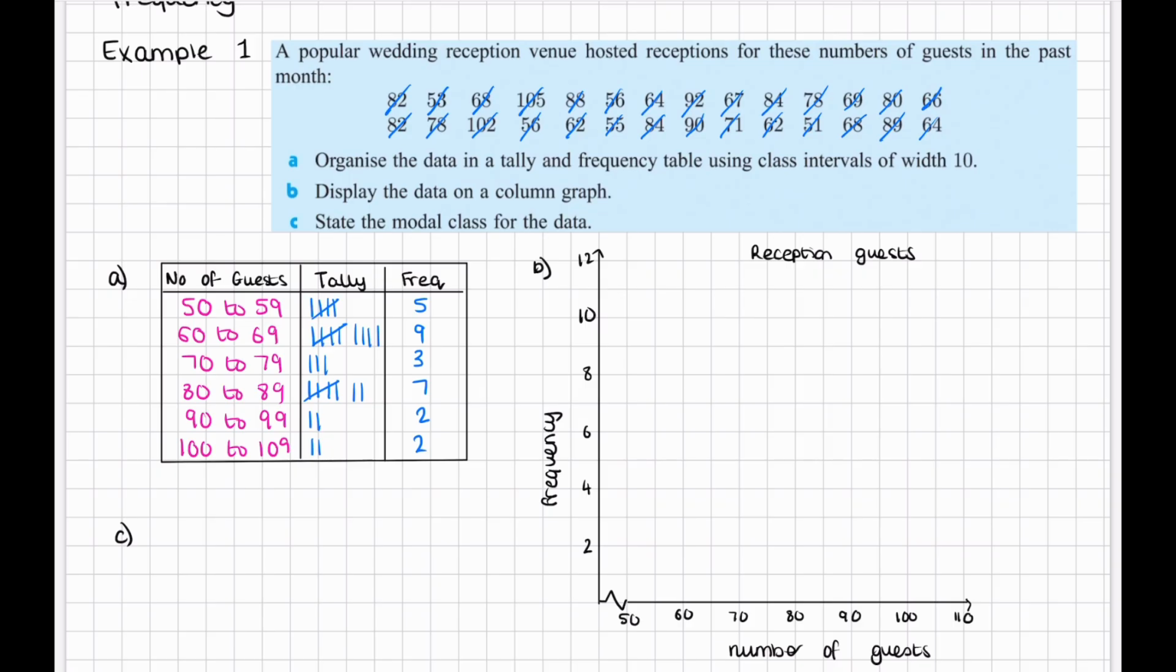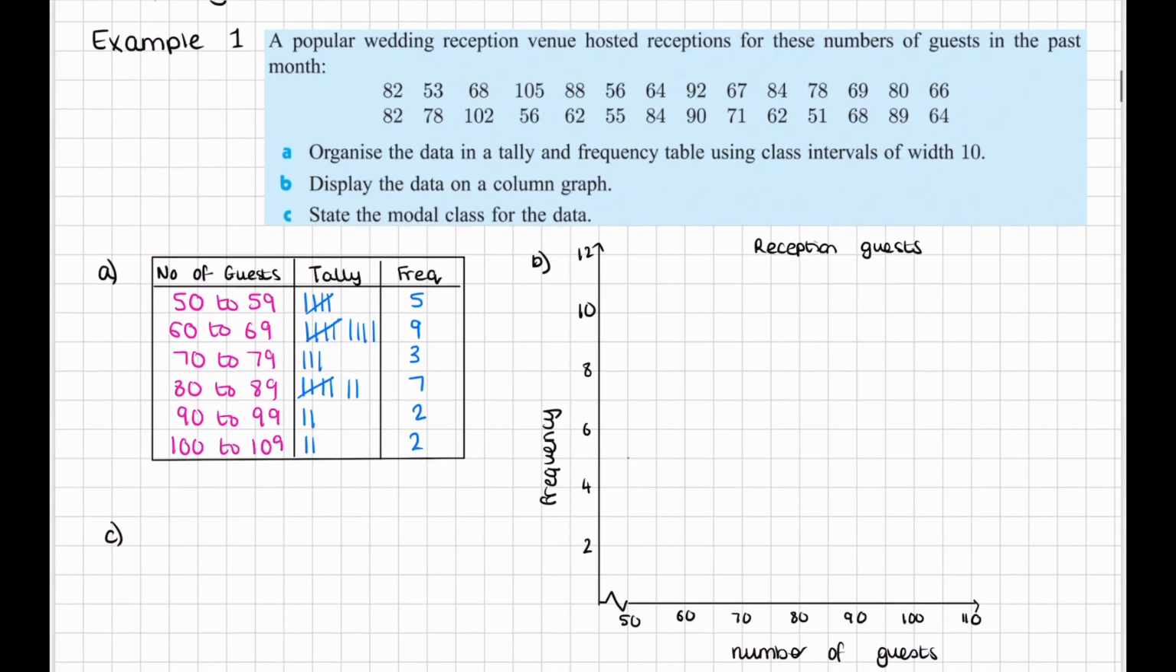Part B, we want to display the data on a column graph. You'll see here I haven't started my x-axis at 0 because there's nothing between 0 and 50. So we use this kind of symbol here at the start to represent that it would start at 0, but we're missing a few numbers first. Now from 50 to 59, we have 5. So I go up to 5 on my axis. Now I'm not going to go directly to the next line of 60 because this is only between 50 and 59. So I'm going to stop it just before, so I'm still getting my gaps between my columns. 60 to 69 we have 9, which would be here.